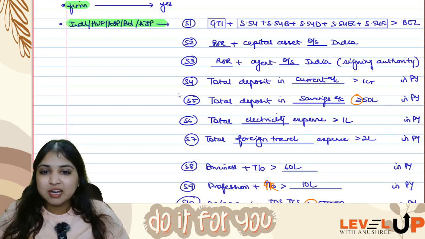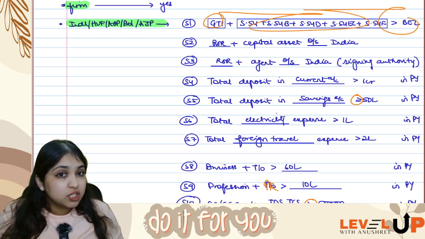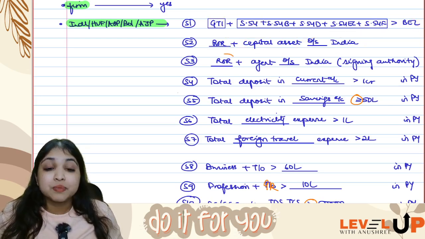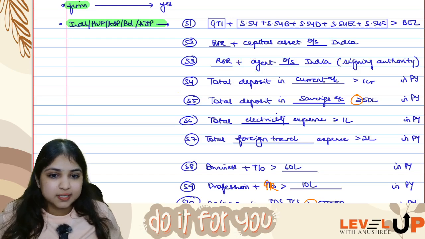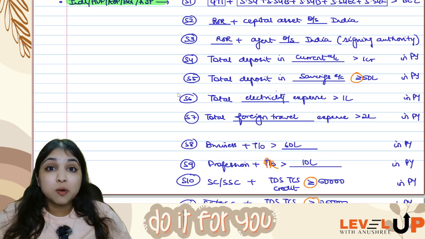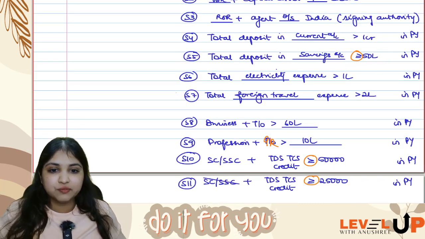Okay, come on, let's run through the list one last time with me. GTI, add back 54 series exemptions more than BEL. Assessees in ROR with capital asset outside India. Assessees ROR with agent outside India. Total deposit in current account more than 1 crore. Total deposit in savings account at least 50 lakhs. Guys, abnormal, at least 50 lakhs.